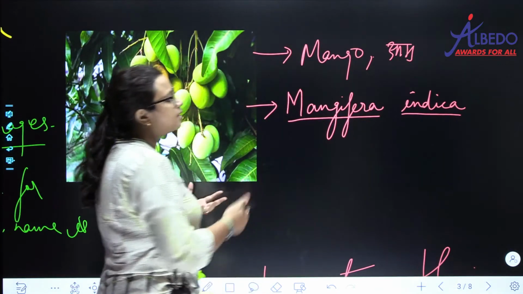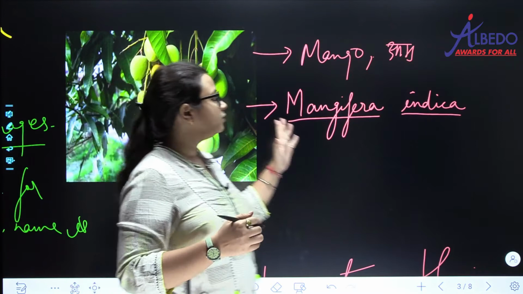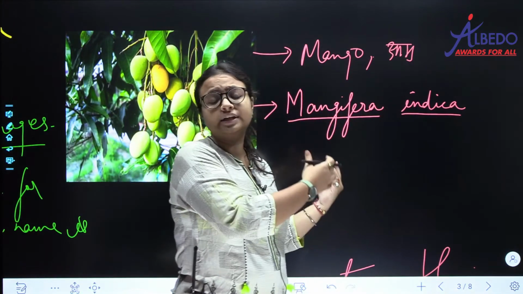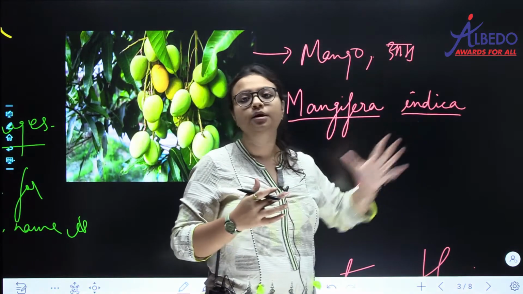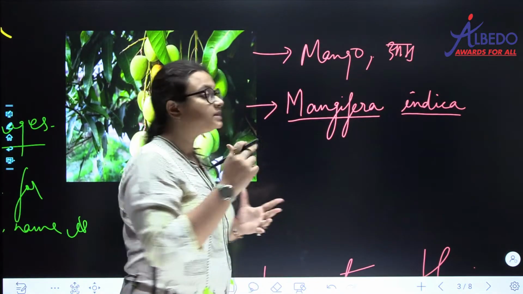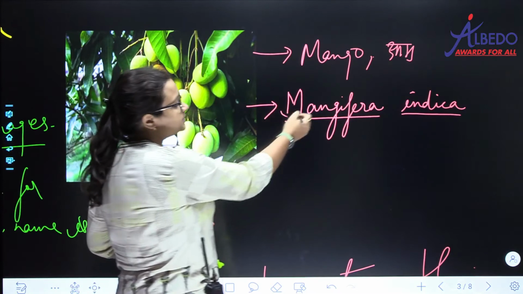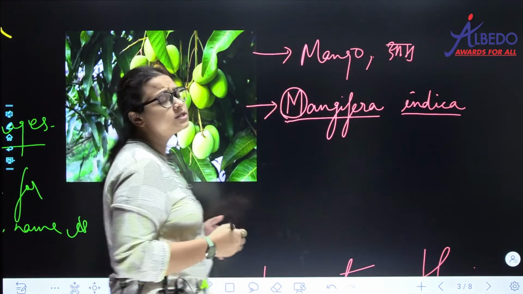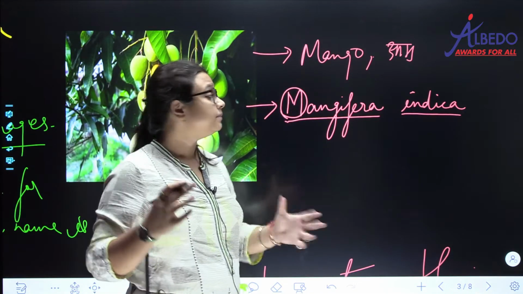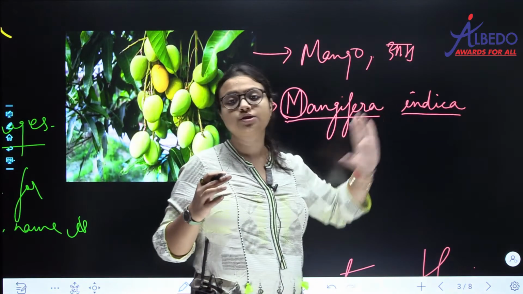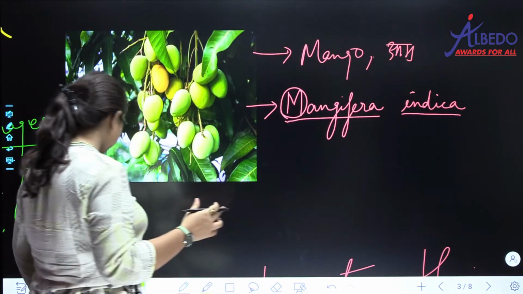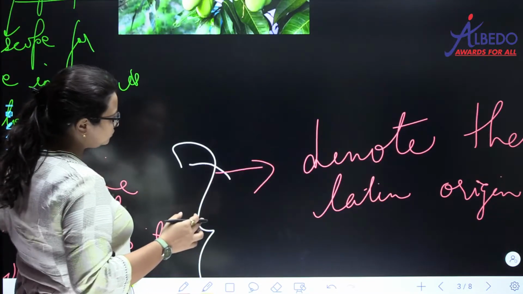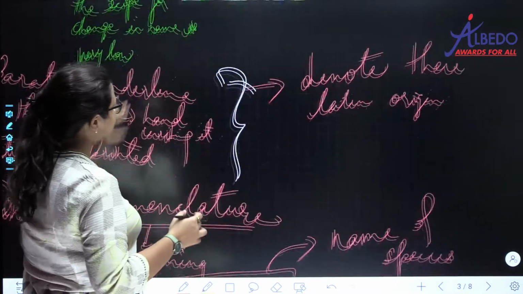Alright, so this is Mangifera indica. Now see, since I have handwritten it to denote its Latin origin, I have separately underlined both the words. And the first letter of the generic name is capital, and all the other letters are in small case. Alright, so let us look at the last rule, the rule of author.